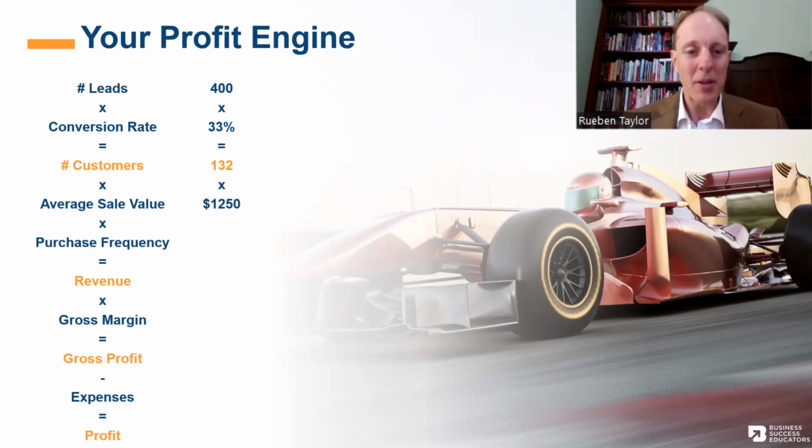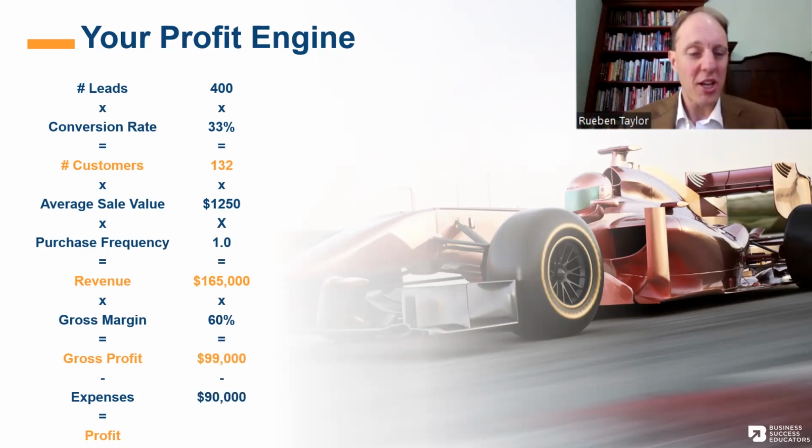And this will be the same in your business. Some of you will have a small average sale value, some will be high. Same with purchase frequency. Some will be really frequent, like a hairdresser every 4 to 6 weeks. Sometimes it could be a couple of years between someone buying from you. It all varies on your business. In this case, their purchase frequency was 1, and this gave them a revenue, and this is a monthly figure, of $165,000 a month. Their margin was about 60%, which gave them a gross profit of $99,000.